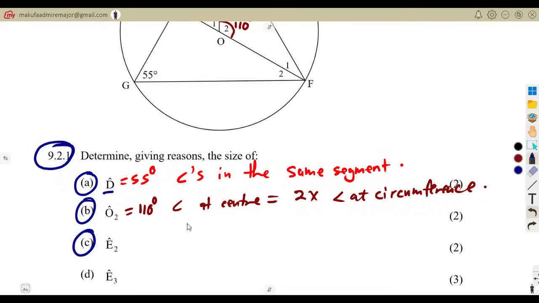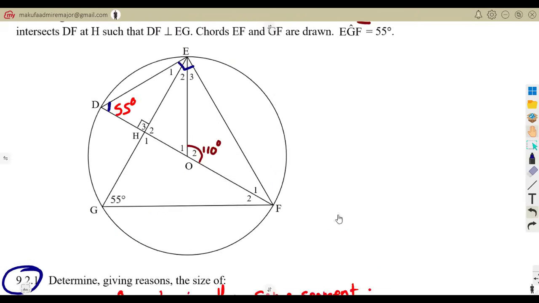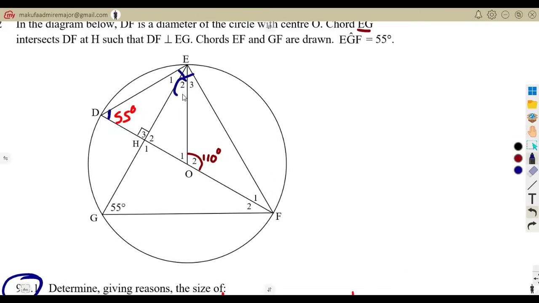Then we move on to angle E2. E2, this one here. Remember, if there's E1, there's E2. That is this part here only. That is where we have our E2. How can we determine this angle E2? What is it that we have that we can use? If we are to consider properly, we can see that.